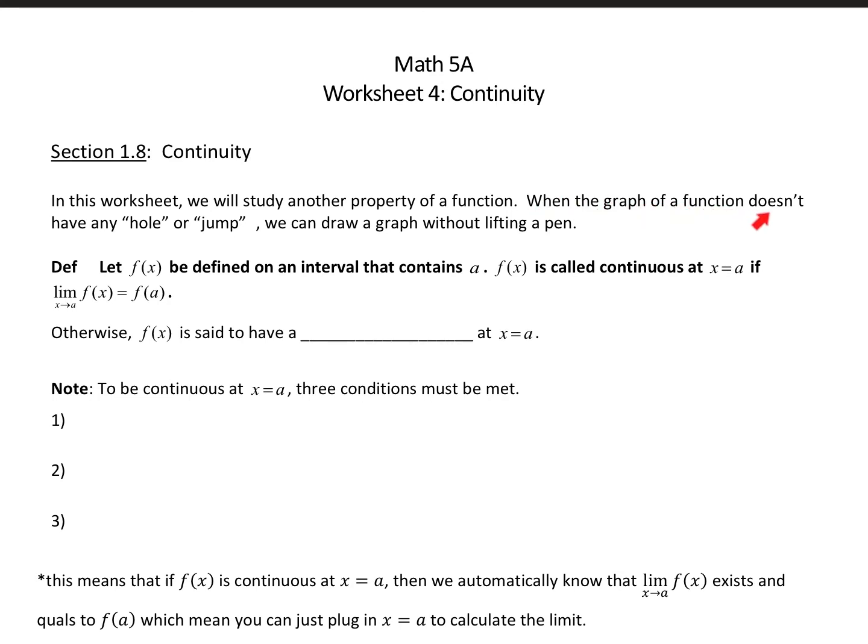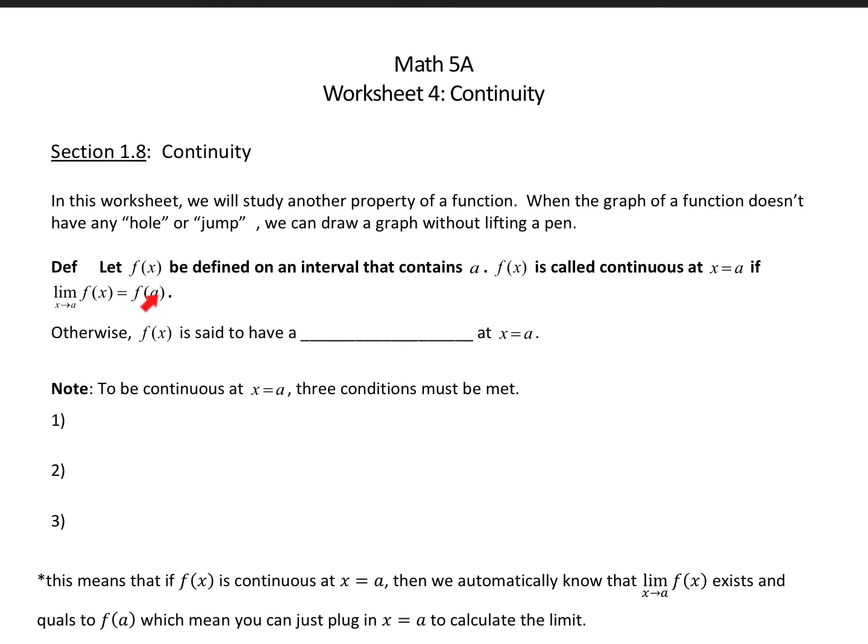When the graph of a function does not have any hole or jump, we can draw the graph without lifting a pen, right? So that's the concept of continuity in terms of just looking at the graph. This is the actual definition of continuity. Let f of x be defined on an interval that contains a number a. Again, a is the x value, f of x is the y value, right? f of x is called continuous at x equals a if the limit of f of x as x approaches a is equal to f of a.